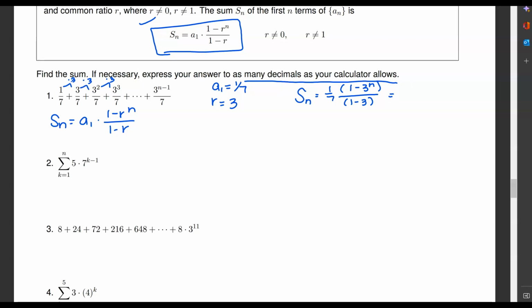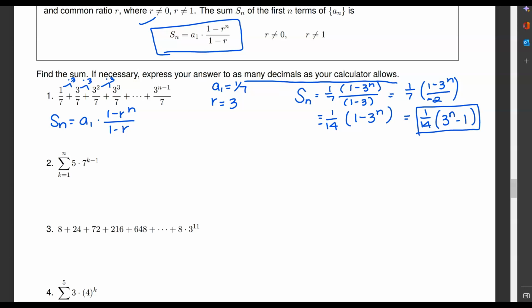So this turns into 1/7 times (1 minus 3 to the n) over negative 2. So we end up with 1 over 14 times that by 1 minus 3 to the n. But this is a negative. You could also play with the signs here and end up with 1 over 14 times (3 to the n minus 1), if you wanted to get rid of that negative. Let's make sure it's clear that there is a negative here. Okay. Either way is fine.